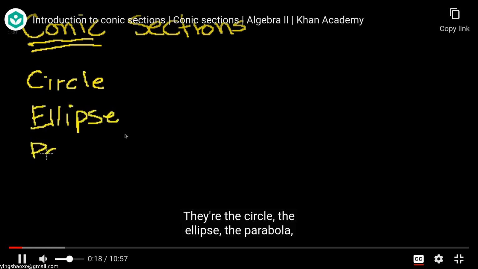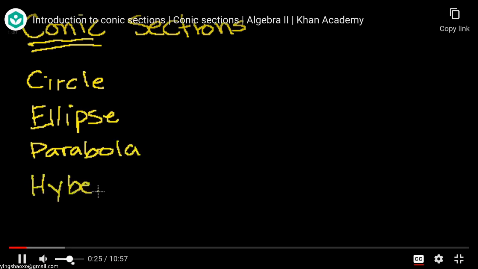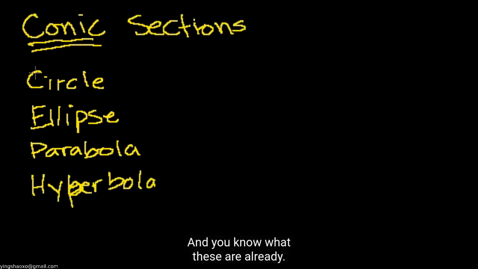They're the circle, the ellipse, the parabola, and the hyperbola. That's a P, hyperbola. And you know what these are already.